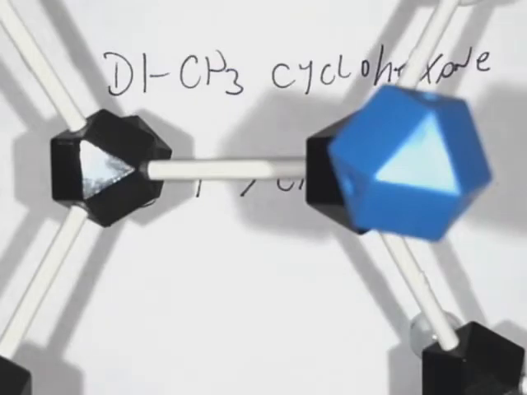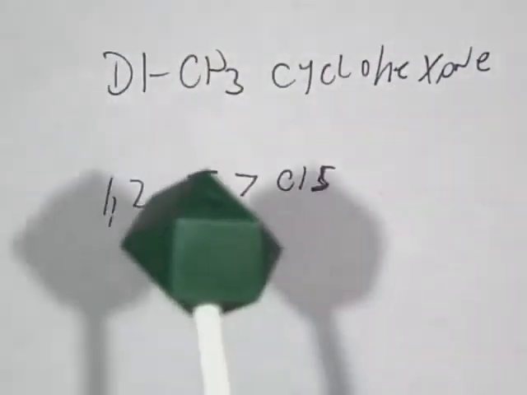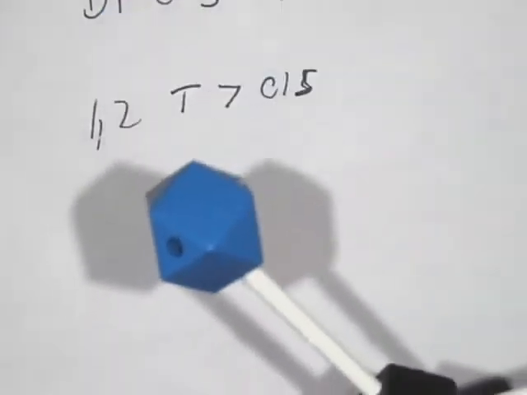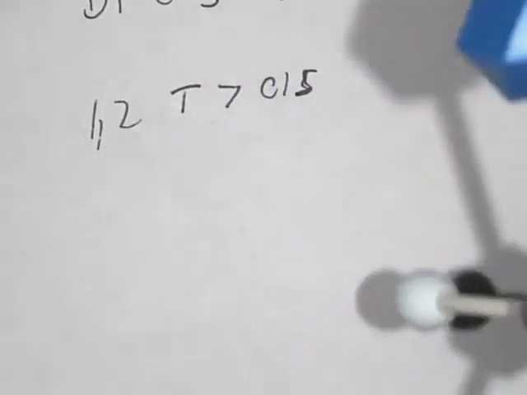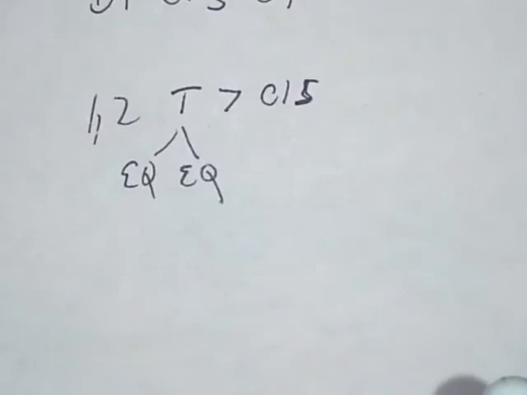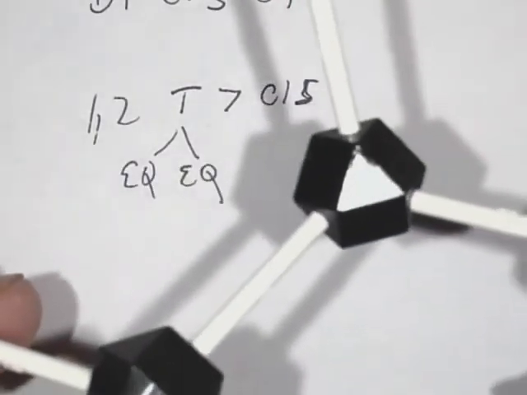If we ring flip, 1, 3, 5, up or down, I'm going to push them down. Now you have a green equatorial and a blue equatorial. 1,2 diequatorial, which is trans. You write that down. Trans, double equatorial. That's the conformer that we prefer, where we have 1,2 trans diequatorial conformer, not diaxial.